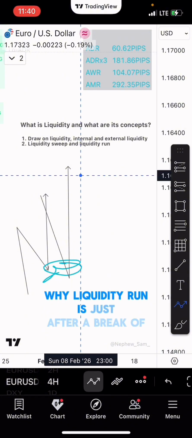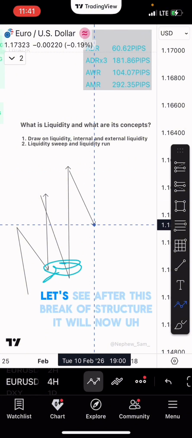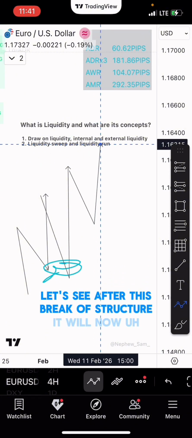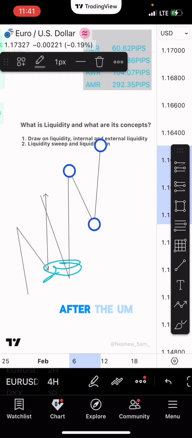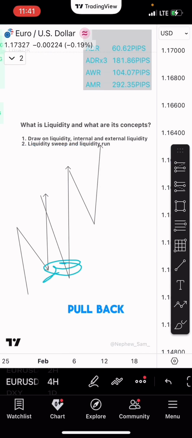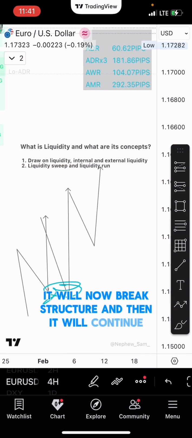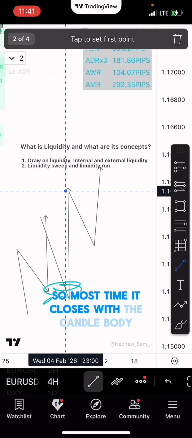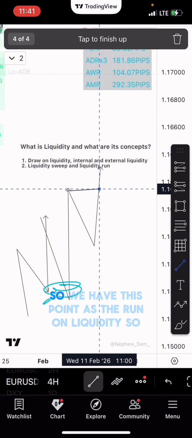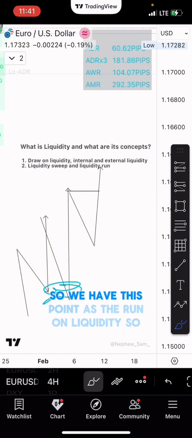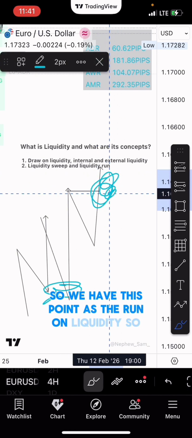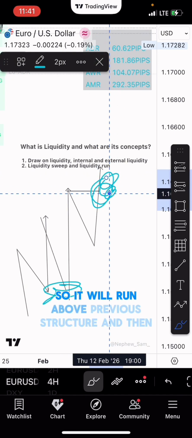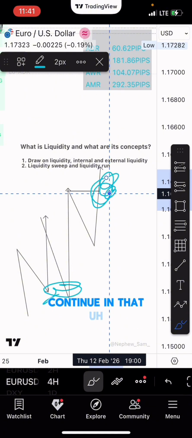While liquidity run is just after a break of structure. Let's say after this break of structure, after the pullback, it will now break structure and then continue that run. So most times it closes with the candle body. So we have this point as the run on liquidity. So liquidity run will run above previous structure and then continue in that movement.